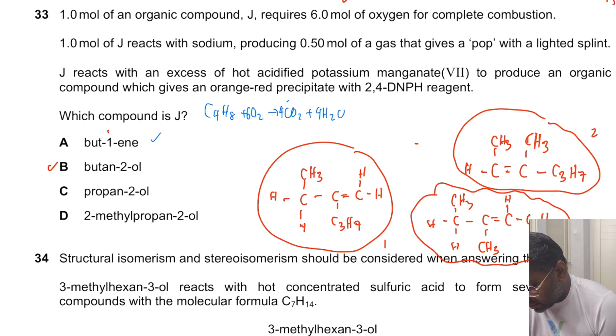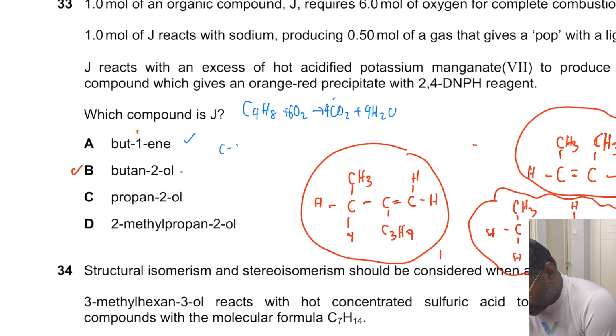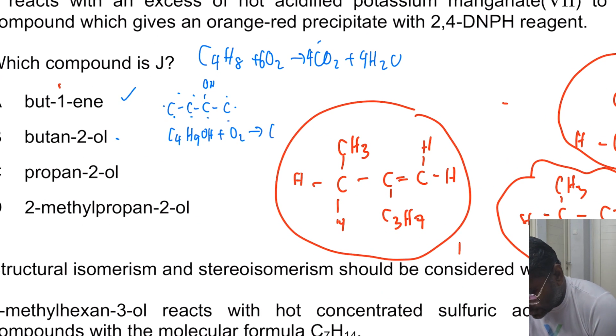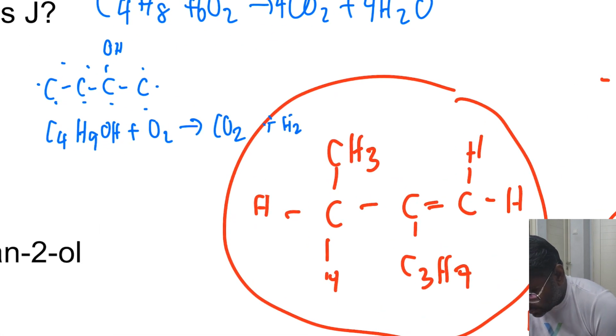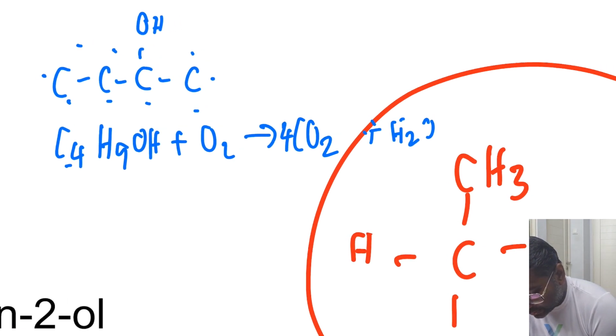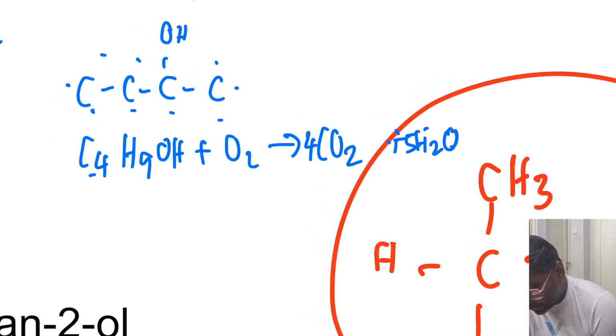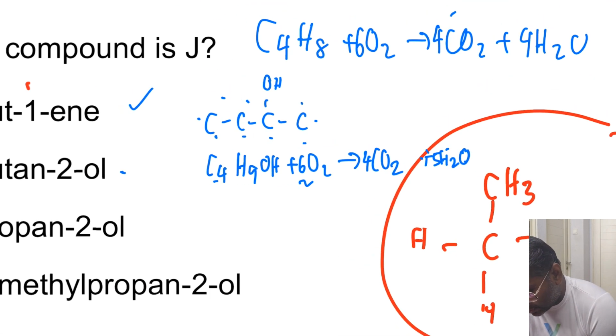How about butan-2-ol? Let's try. Butan-2-ol, so it's going to be C4H9OH plus oxygen to give you carbon dioxide plus water. If we balance this, carbon is 4, and hydrogen is 10, so I need to have 5 water. So how many oxygen? 5 plus 8, so 13. 1 is here, so 6 also. So 6 moles, possible to have butan-2-ol also.